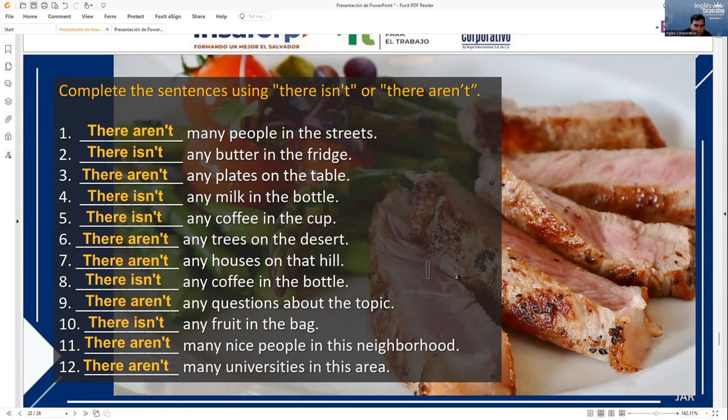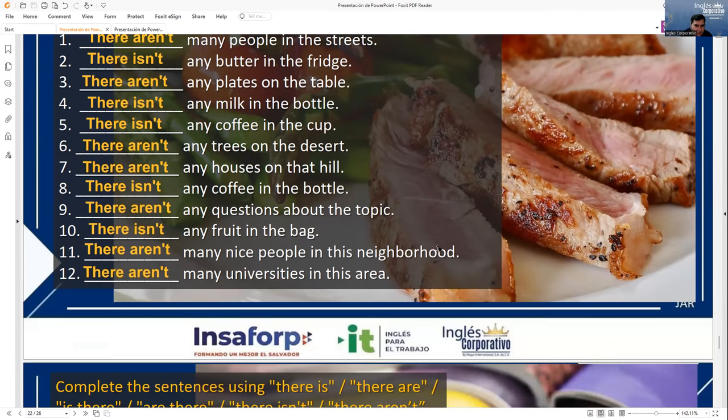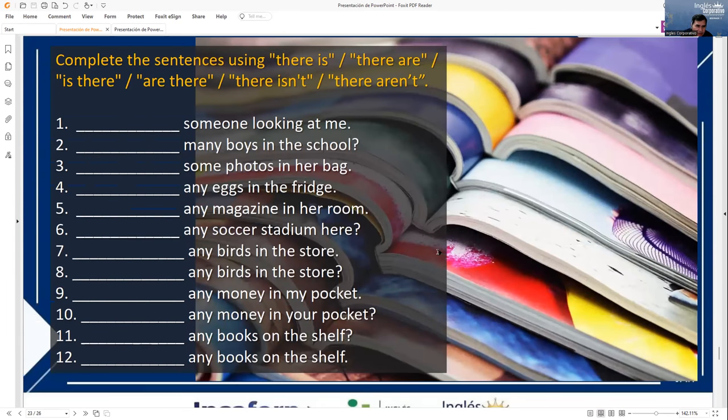My dear angelitos, do not use the Spanish logic and bring it into English. It doesn't work. There is someone looking at me.